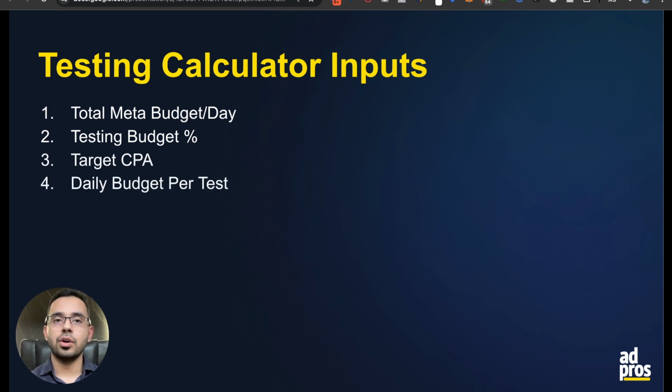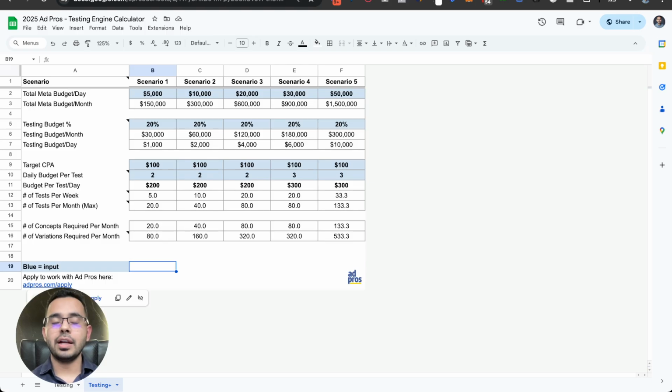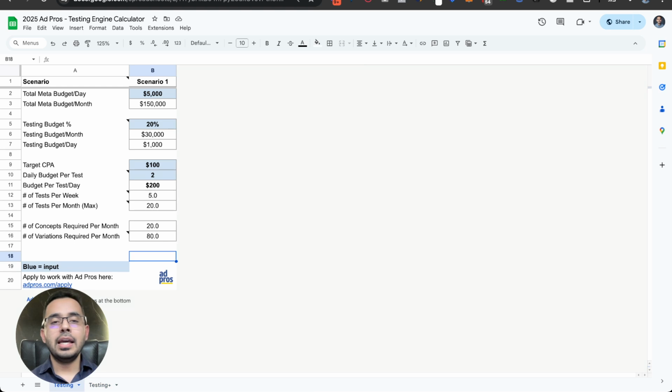And so that's what we're going to go into right now. And so this is the calculator, and I'm going to show you how to get it here shortly. All you have to do is put in your numbers of everything that's blue. So you'll see daily spend here is $5,000. That means there's $150,000 a month of spend. Your testing budget could be 20%.